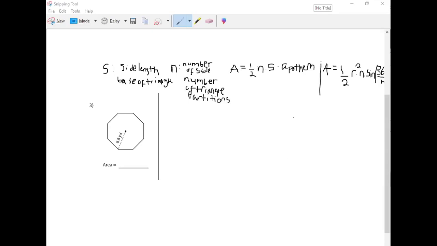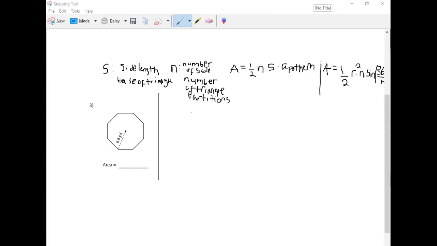Okay, so we're going to be talking about finding the area of a regular polygon. There are two different formulas you could use. To me, one is more intuitive than the other. Well, actually, they're both intuitive. Let me take that back.